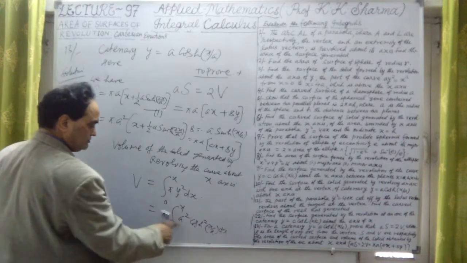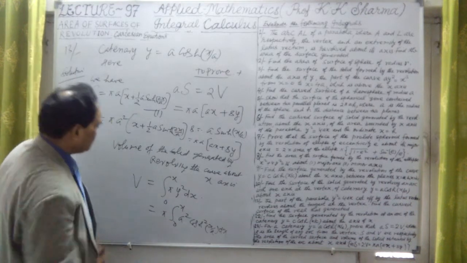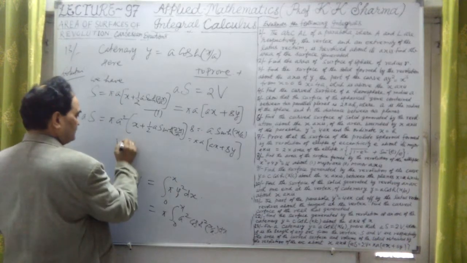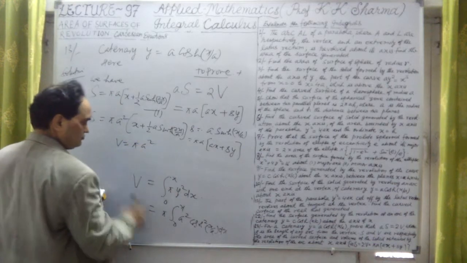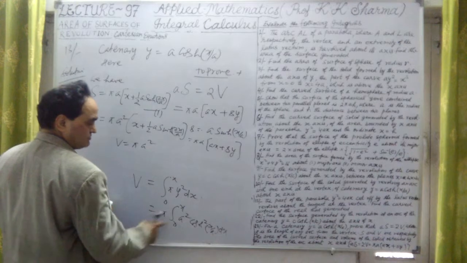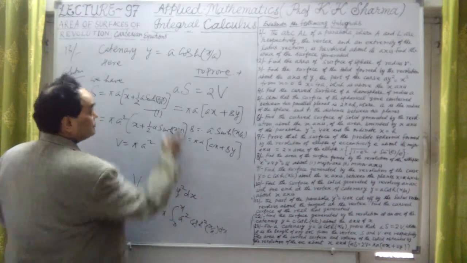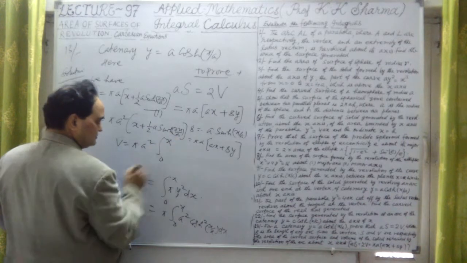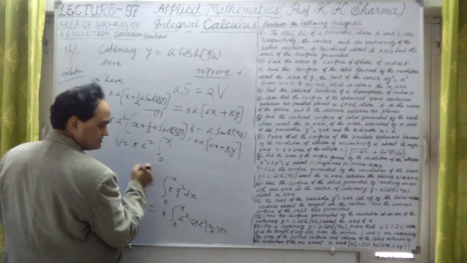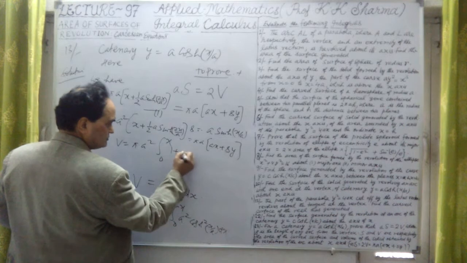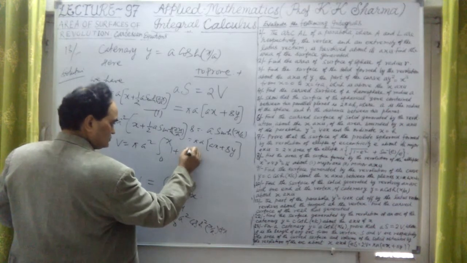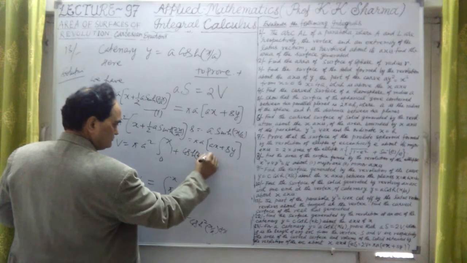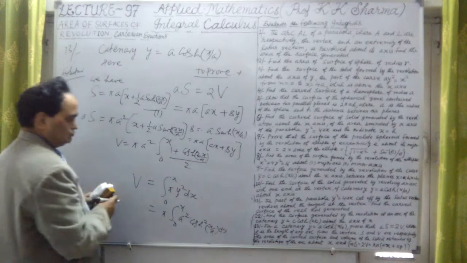Now it is to be pi into a square, we have taken outside. Let me take that outside. That means v is equal to pi into a square, which we have taken outside, y square value is a square into this, so cos hyperbolic square, 0 to x here. Cos hyperbolic square x upon a is nothing but 1 plus cos hyperbolic twice x upon a, upon 2.